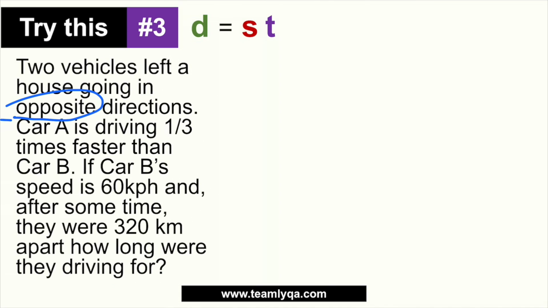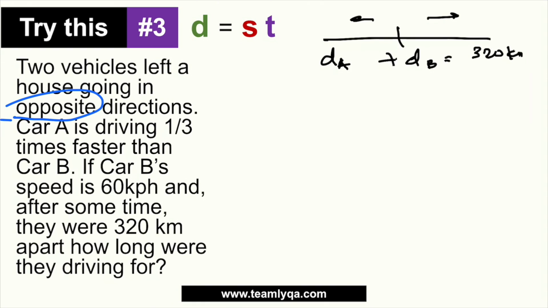So, tingnan natin yung drawing uli, balikan natin. So, they're traveling in opposite direction. So, ibig sabihin, ia-add natin. Distance ni car A sa distance ni car B, yun ang magiging 320 kilometers. Kaya ang tanong, ano ngayon yung speed ni car A? Kasi sabi, car B speed is 60. Pero ilan yung kay car A?